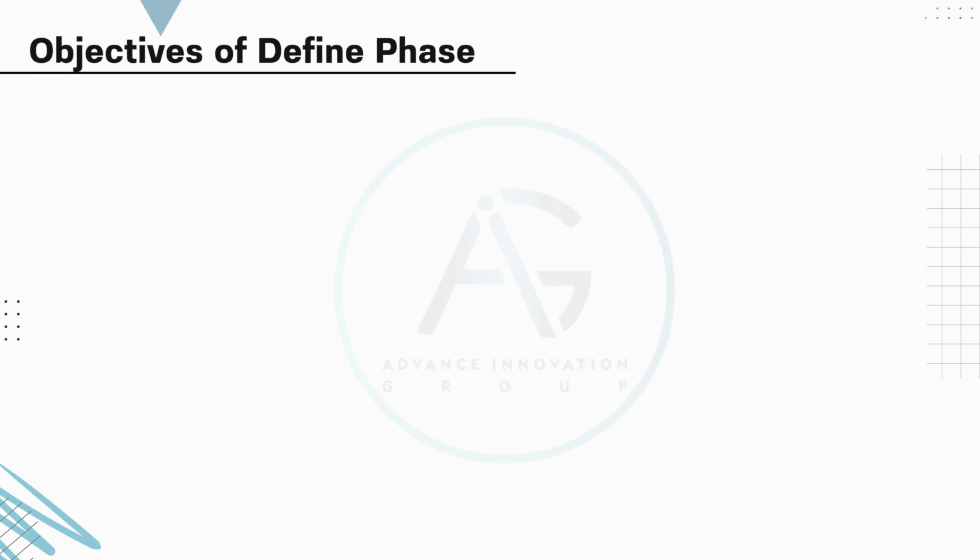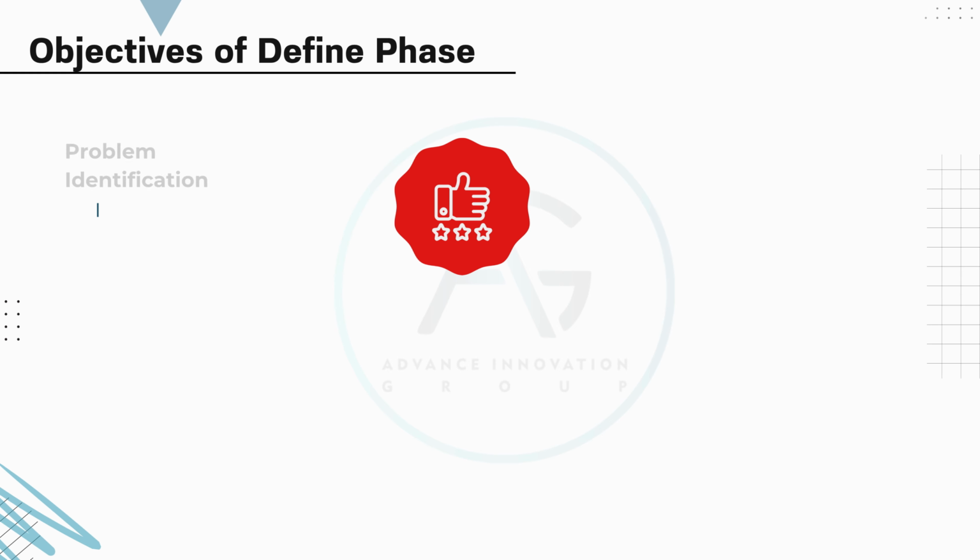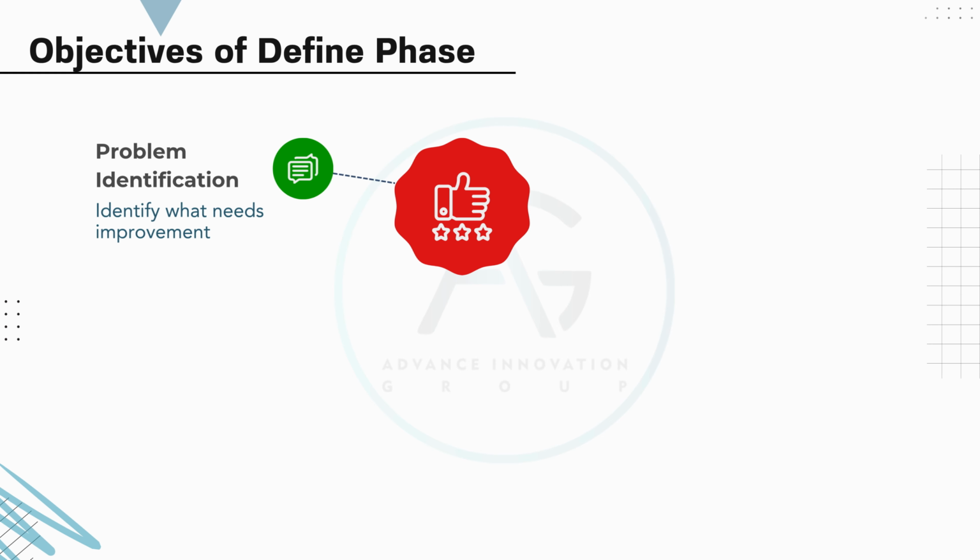In this slide, we're looking at the key objectives of the define phase. Each of these steps helps to ensure that the project starts with clarity and purpose. Let's walk through them one by one. Problem identification. The first step is to clearly identify what needs improvement. We look for gaps or inefficiencies in the current process that need to be addressed.